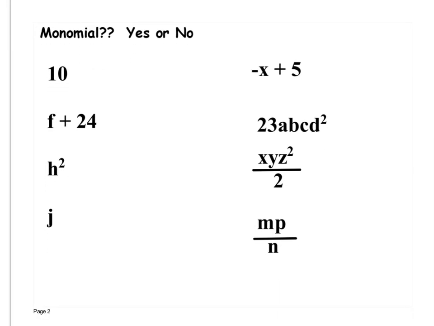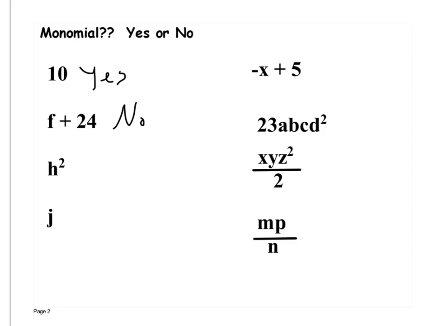So what you need to do is look at the definition of monomial and see if these terms fit. Is 10 a monomial? Yes. Remember, a constant was just a plain number. It is a monomial. F plus 2, is that a monomial? No, it's not. Monomials don't have addition.